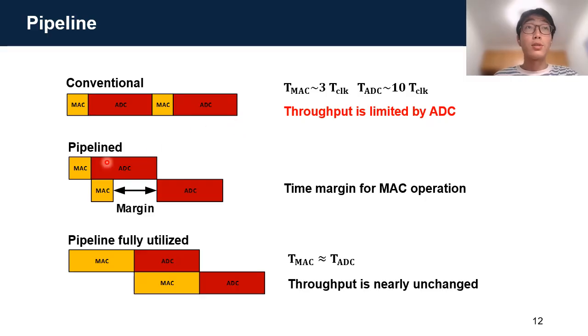So when it changes to the pipeline structure, there is a time margin for the MAC operation, which is exactly what we require. After calculation, the 8-bit MAC operation in our design requires a similar amount of time as the 8-bit ADC. So the pipeline is fully utilized and throughput is nearly unchanged.